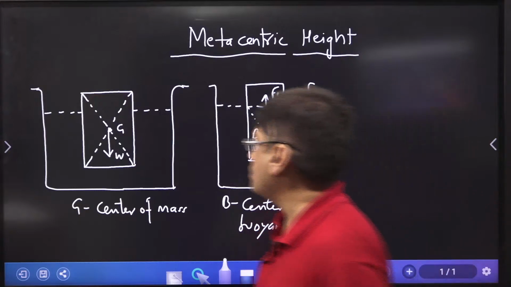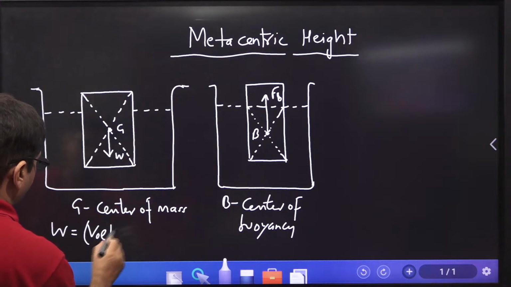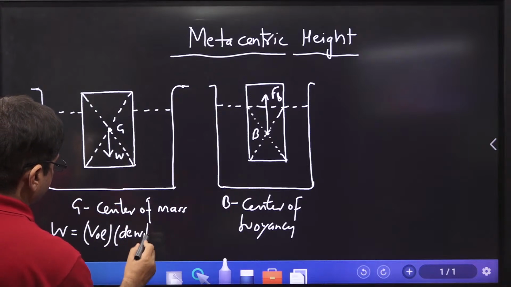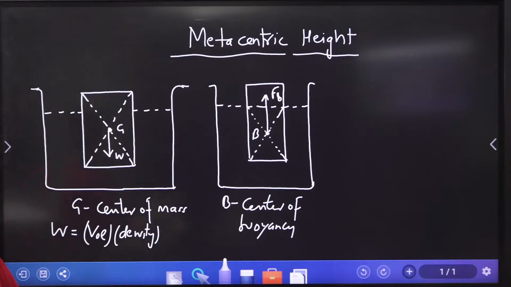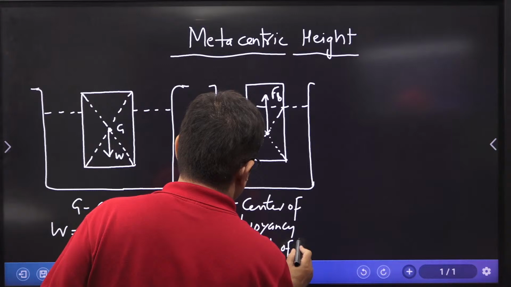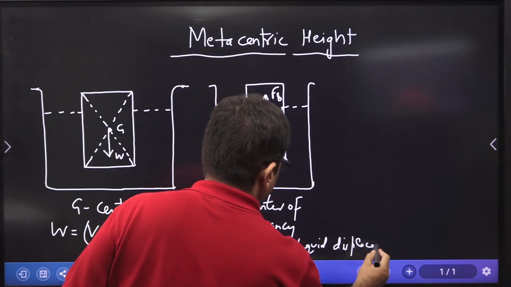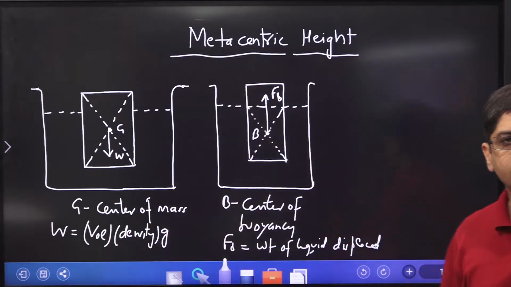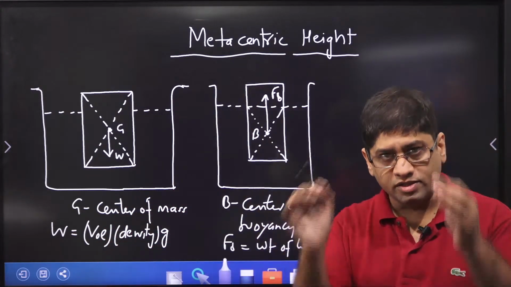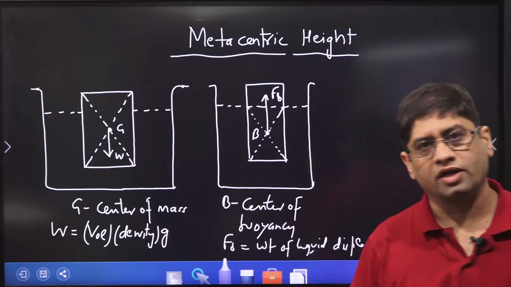Now, how do you calculate the weight of the body? Weight of the body is volume of the body multiplied by density of the body. Density into volume is its mass, and mass into g gives you the weight of the body. How do you find the buoyancy force? It is equal to the weight of the liquid displaced. Weight of liquid displaced is the buoyancy force, that is FB. Now if the body is floating, the buoyancy force will be equal to the weight.